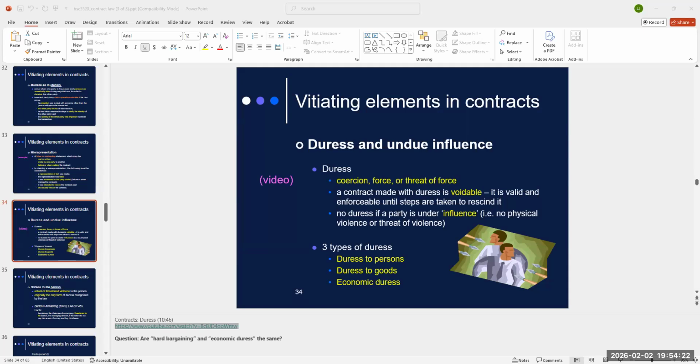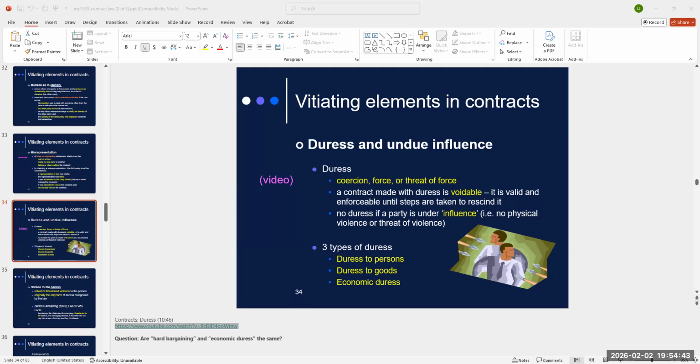Which is dealt with in sections 174, 175, and 176 of the restatement. In general, duress involves instances in which one party uses an impermissible threat to pressure the other to enter into a contract. In such instances, the contract is voidable by the victim.